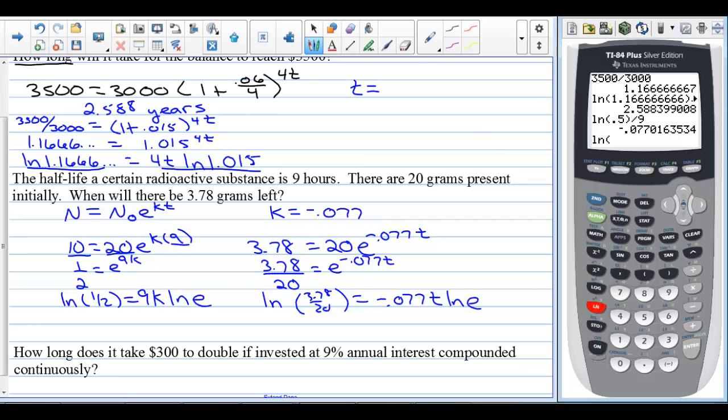We end up with natural log of 3.78 divided by 20. Close the parentheses and then divide that by the answer we just got. So answer. And we end up with 21.632 hours.